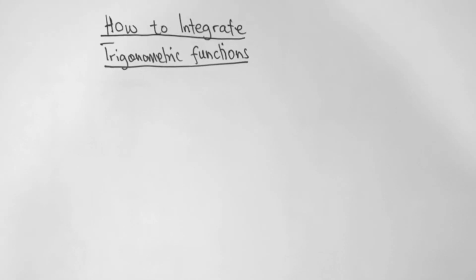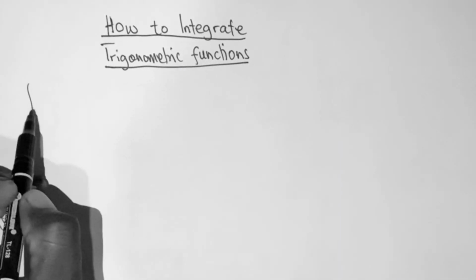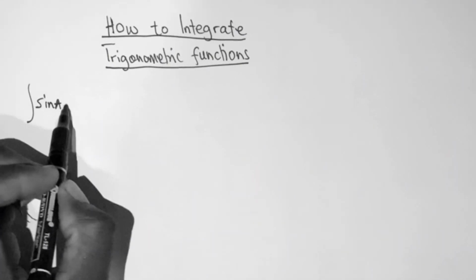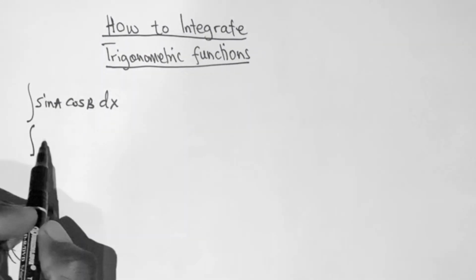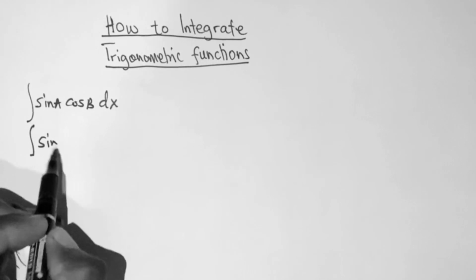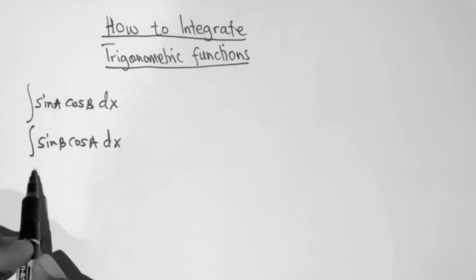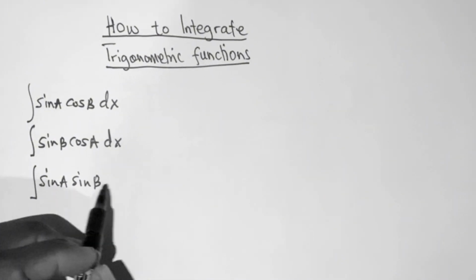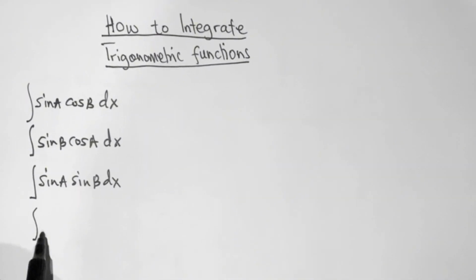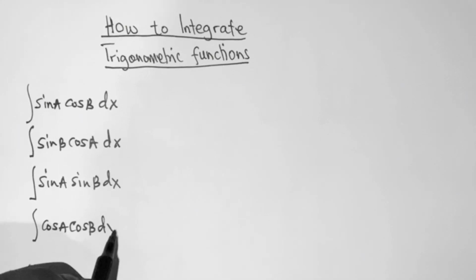In this video, we are going to talk about how to integrate trigonometric functions. So we are going to talk about how to integrate functions of the form sine A cos B dx, and also functions of the form sine B cos A dx, and also functions of the form sine A sine B dx. And then the last one is functions in the form of cos A cos B dx.